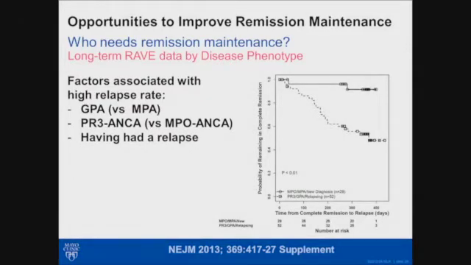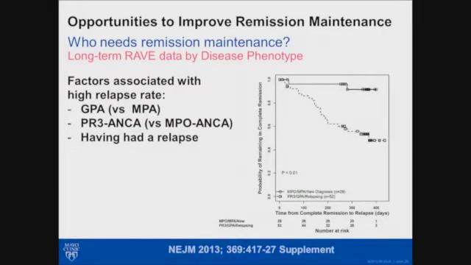Now, we know that not all patients are equal in this big bucket of ANCA-associated vasculitis. The relapse risk is quite different depending on whether you're diagnosed with GPA versus MPA, or whether you have PR3 ANCA versus MPO ANCA. This is just one set of data from the RAVE trial that separated the groups, and patients who were diagnosed with microscopic polyangiitis, had MPO ANCA and a new diagnosis have a very low relapse rate. So if you're newly diagnosed with MPO ANCA positive microscopic polyangiitis, your relapse risk is very low, and you may not need immunosuppression long term.